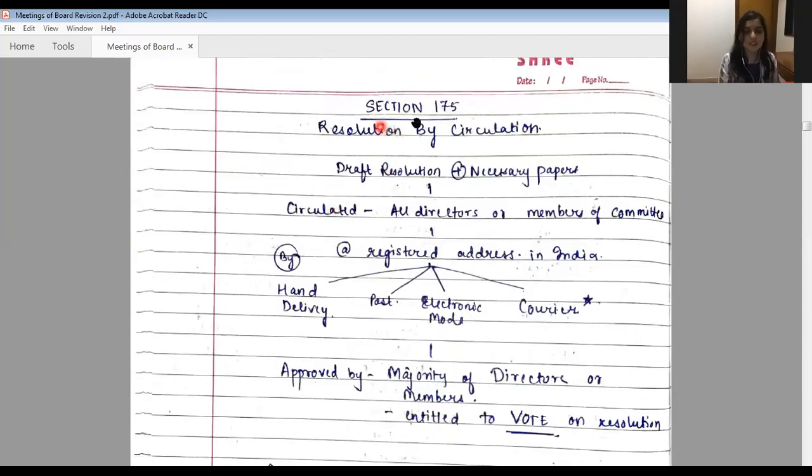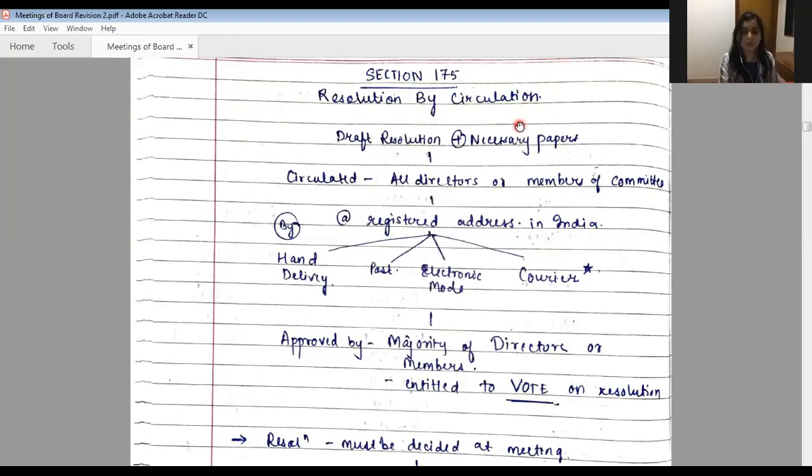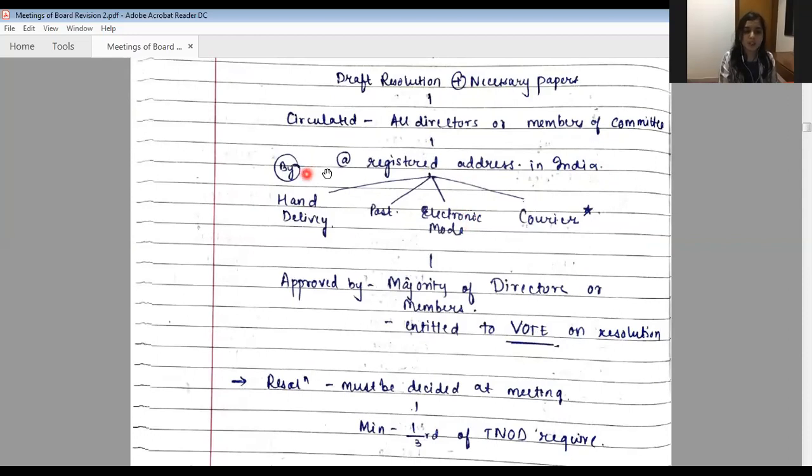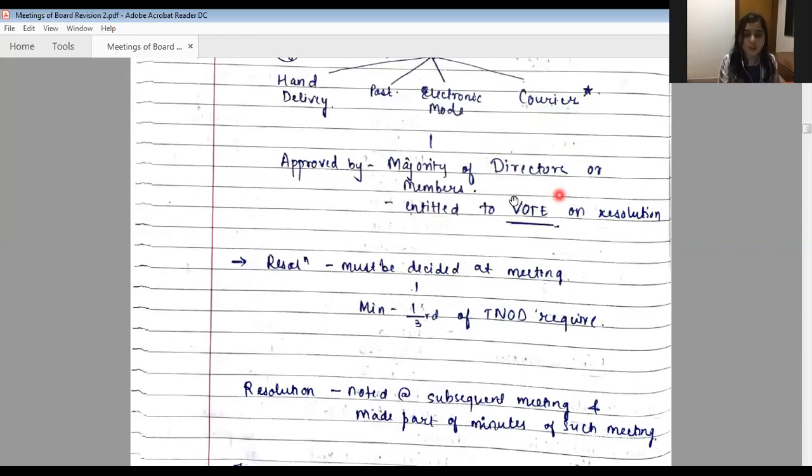Now the next section we'll see is section 175, that is resolution by circulation. It states that a draft resolution plus necessary papers shall be circulated to all the directors or members of the committee at the registered address in India by hand delivery, by post, by electronic mode and by courier. Now note this point. In notice of board meeting, courier option was not available, but for resolution by circulation, courier option is available. This draft resolution shall be approved by a majority of directors or members who are entitled to vote on the resolution.